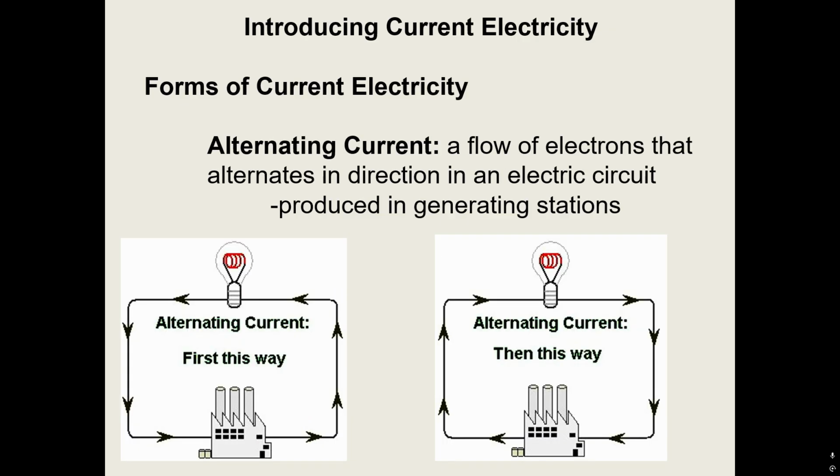Another is called AC, or alternating current. This is the flow of electrons, or the flow of current, that alternates in direction in an electric circuit. This type of electricity is produced in generating stations. For example, the EB supply current is alternating current. First it will flow in this direction, after some time it will change direction, so again it will flow in this direction, and again it will change direction. So this is called alternating current or AC.